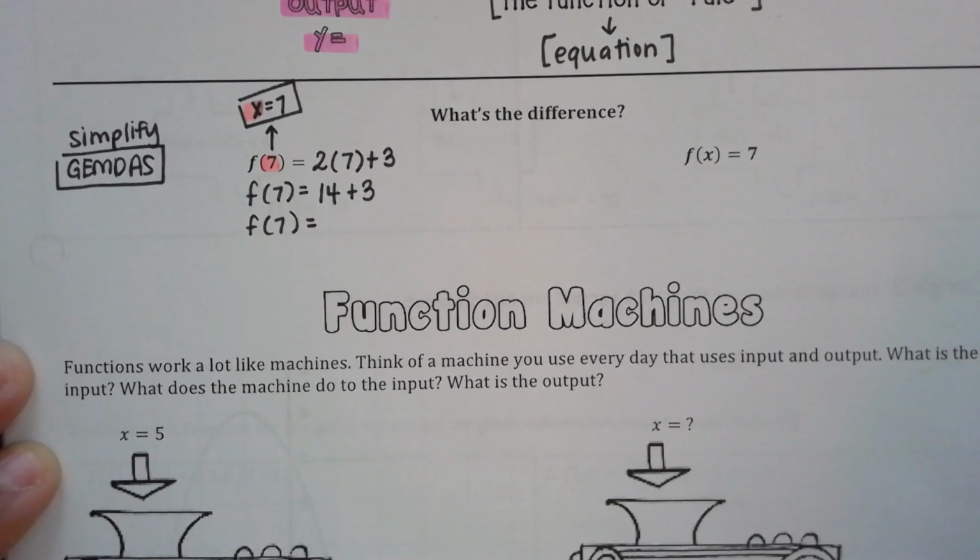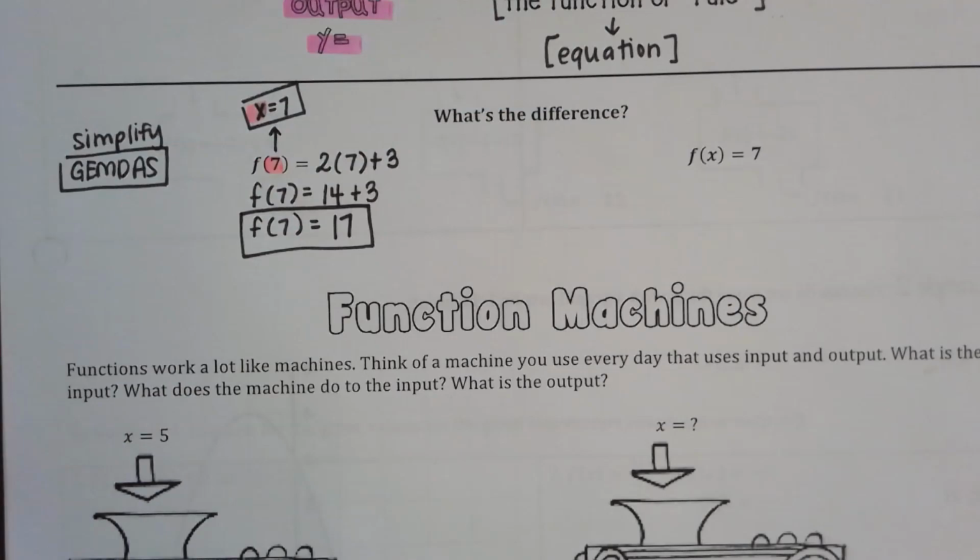So, what do we get? 17. My answer. And that is the notation we are looking for. So, f of 7 equals 17. Can you say that? F of 7 equals 17. Can more people say that? That's what we're going to say, okay? So, any questions here?